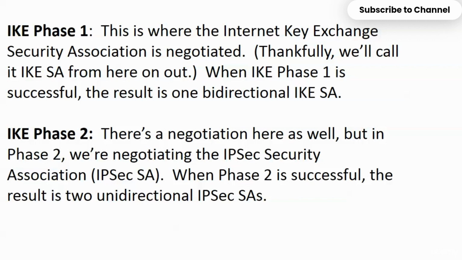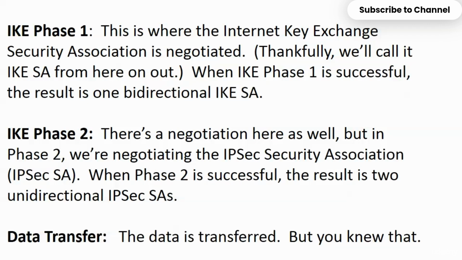As opposed to what we get at the end of IKE Phase 2, there is a negotiation here, but what we're negotiating here is the IPsec Security Association. So if you say it out loud, it's IP Security Association. Let's just call it IPsec SA. And when Phase 2 is successful, what we end up with is two separate unidirectional IPsec SAs. Now, of course, the big thing to be concerned with here is if Phase 1 is not successful, there is no Phase 2. So we've got to watch our P's and Q's when it comes to that Phase 1.